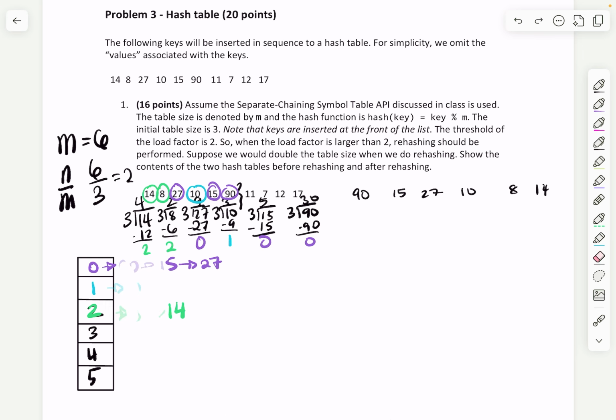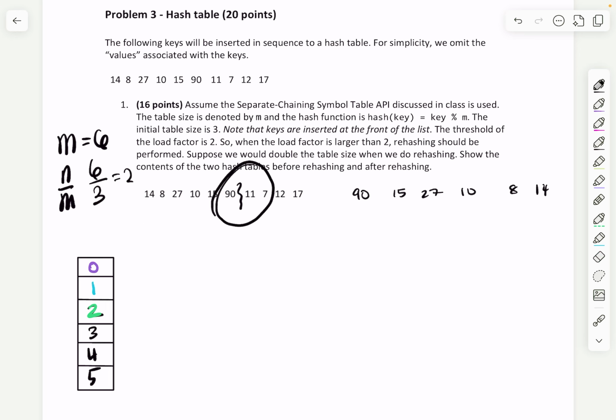And we can erase these, because rehashing means we're literally doing this again. And we can erase all of this as well. But make sure you don't erase this. Keep track of the fact that you haven't hashed these numbers at all. So let's rehash these given the new size.